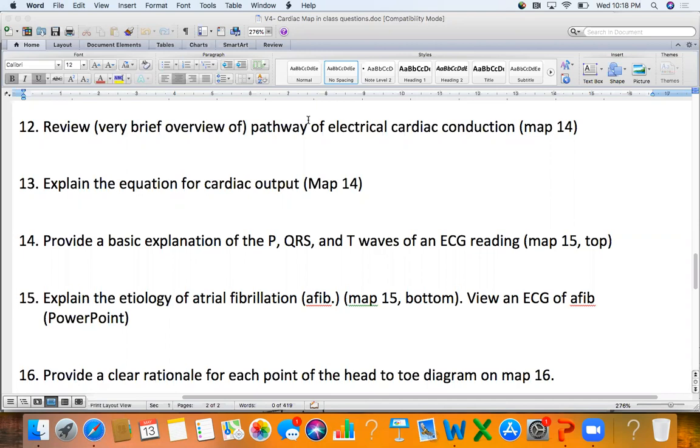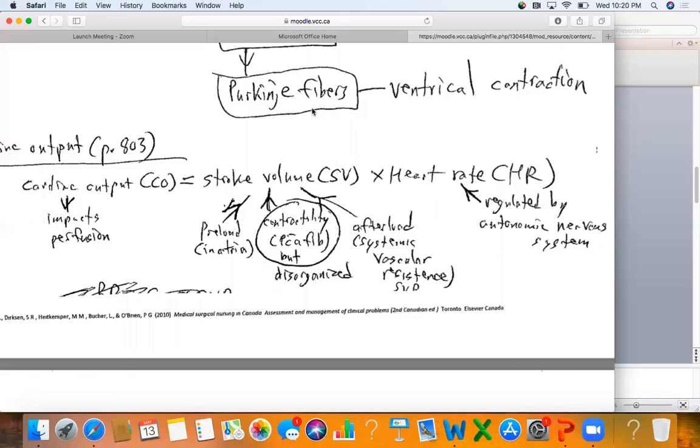So first with number 13, cardiac output. We'll look at map 14 for that. So what is cardiac output? Can you give the basic equation for cardiac output? Cardiac output equals stroke volume times heart rate.